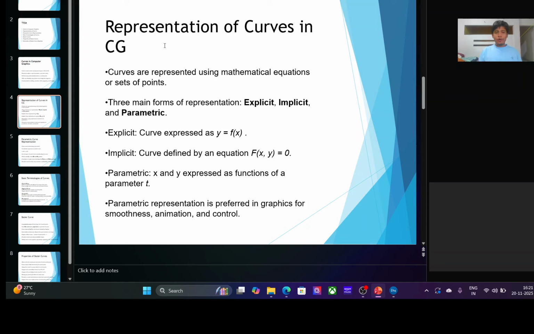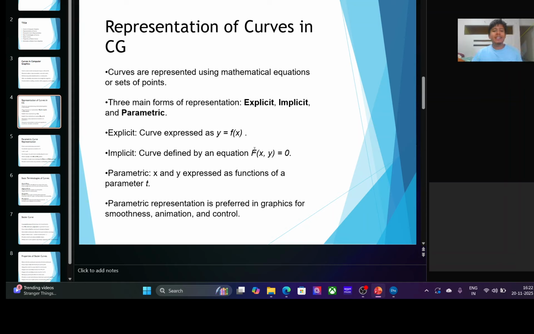So now we have representation of curves. Curves are represented using mathematical equations or sets of points. There are three main forms of representation: explicit, implicit, and parametric. First is explicit, where the curve is expressed as y equals f(x). The best example of an explicit curve is a line equation, which is y equals mx plus c. With that equation, if we put a value of x, we get a value of y. So we can see y is kind of depending on x.